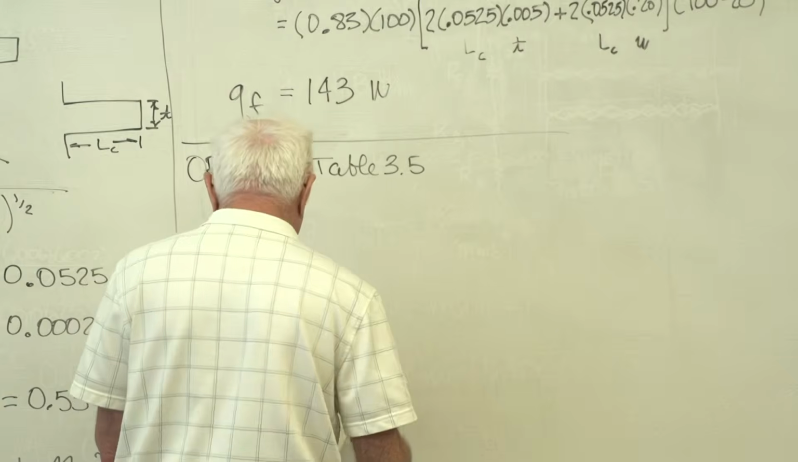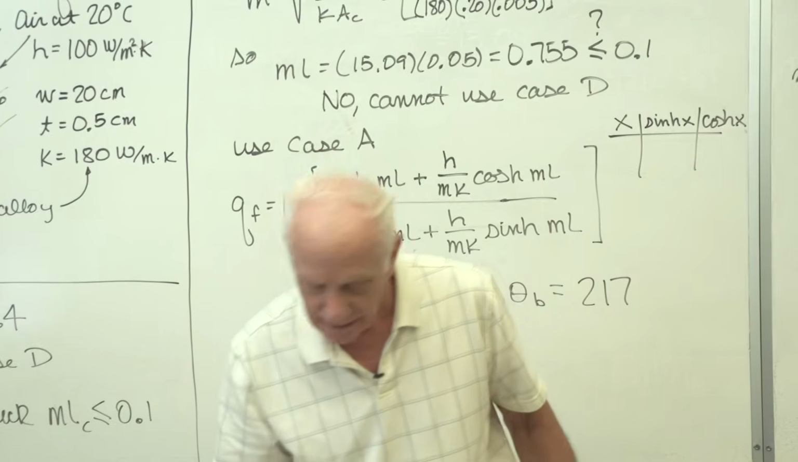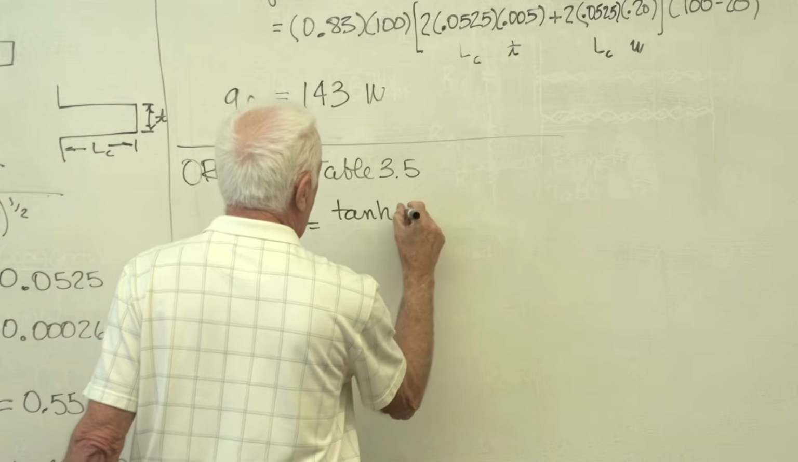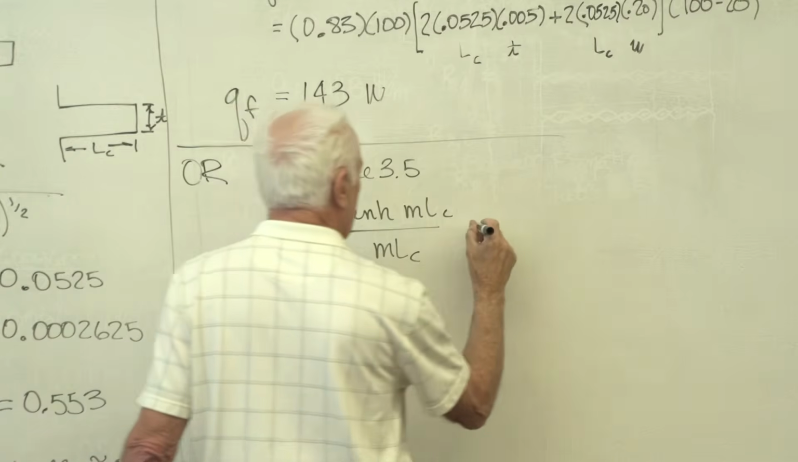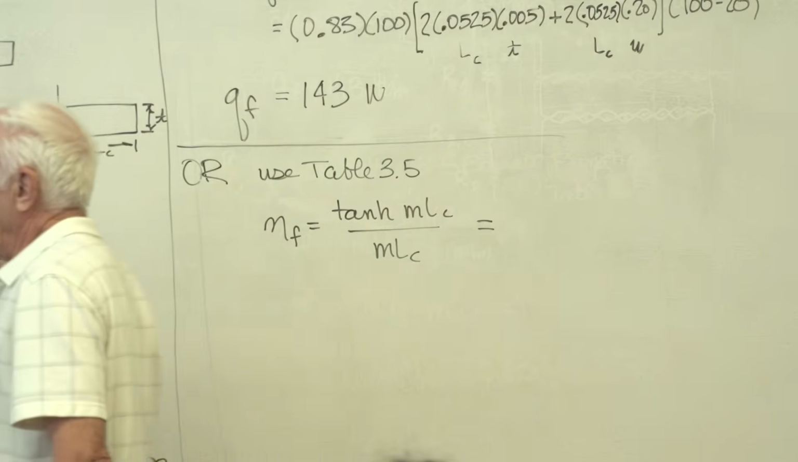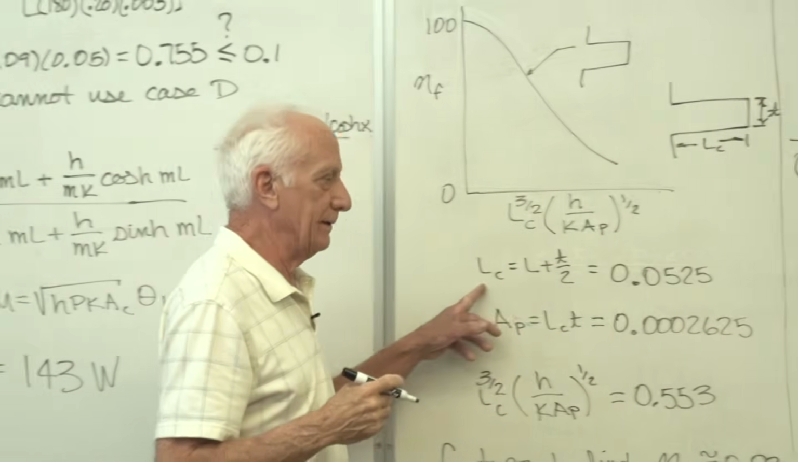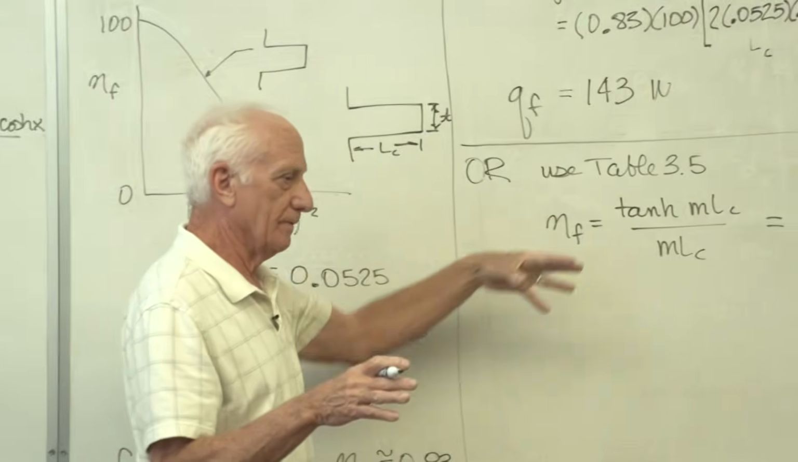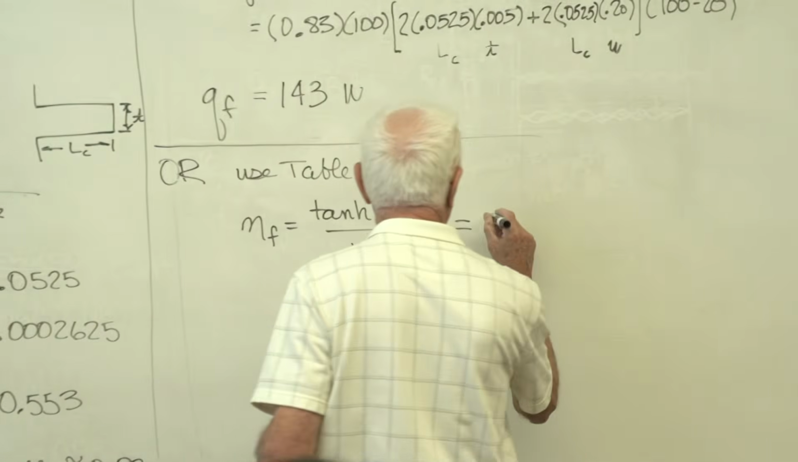Okay, for rectangular fin, table 3.5. Hyperbolic tangent MLC, A to F, divided by MLC. We know M and we know L sub C. We just found L sub C right here. We know M, we found M right here. Put it in there, hyperbolic function, and you end up with the fin efficiency, 0.825.